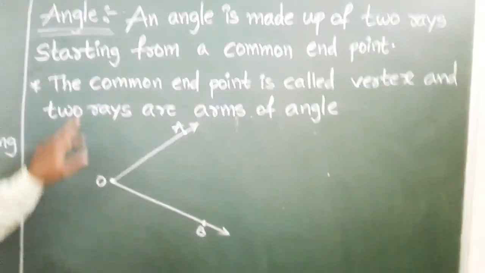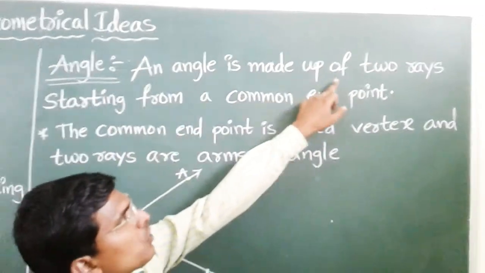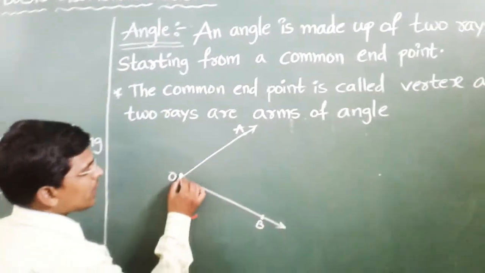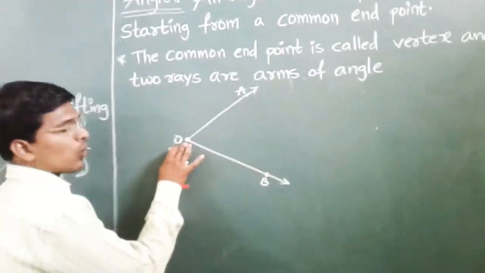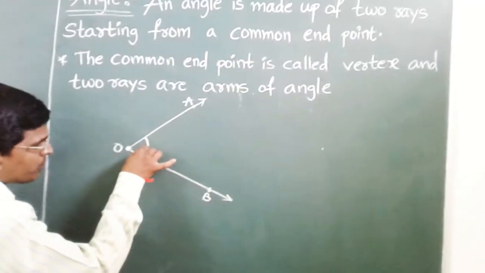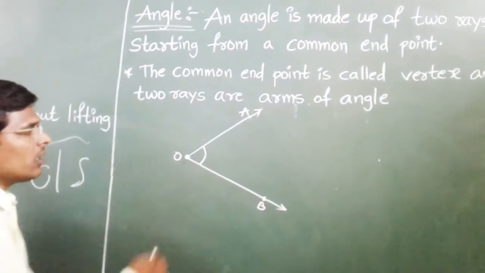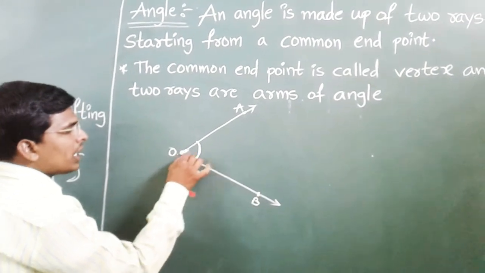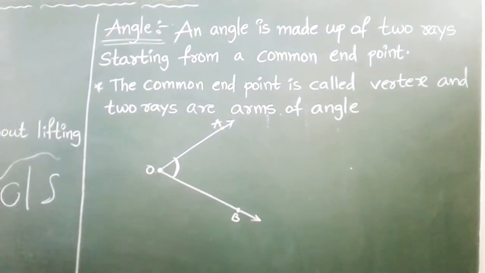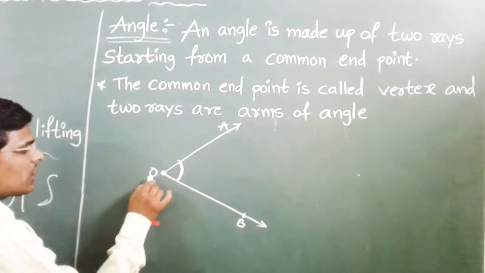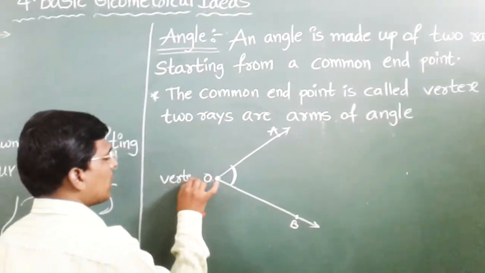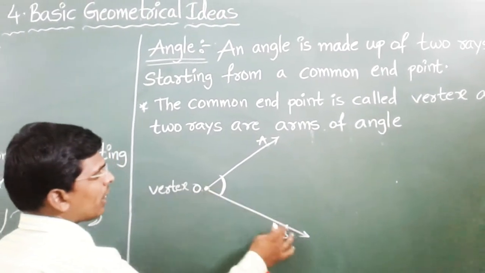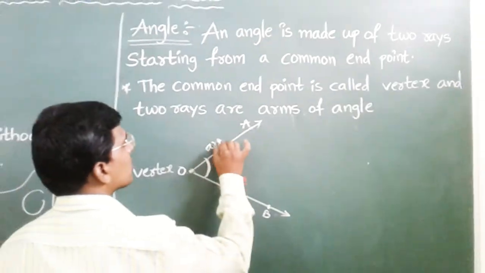So the definition of an angle is that it is made up of two rays starting from a common endpoint. For ray OA and ray OB, the common endpoint is O. Here it is possible to form an angle. So this is the angle. This common endpoint is known as the vertex, so we call it vertex O.